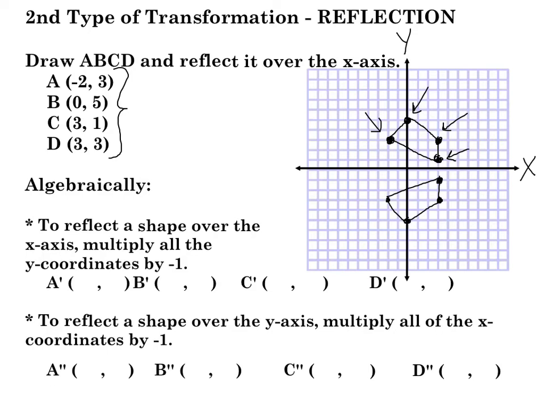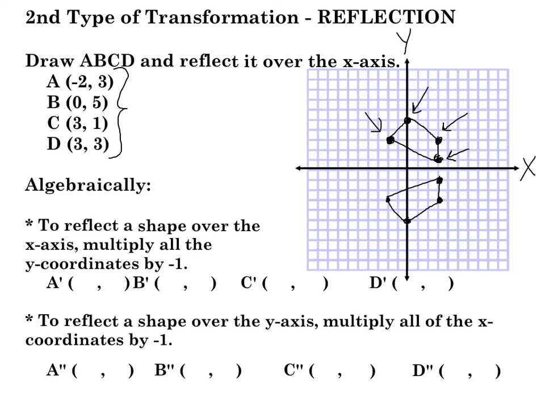Now, if it had said to reflect over the y-axis, this is your y-axis. So what you would do is you would kind of do the same thing, except instead you're flipping it left and right. So you would count how far each point is from the y-axis, and then you're going to go that many on the opposite side.